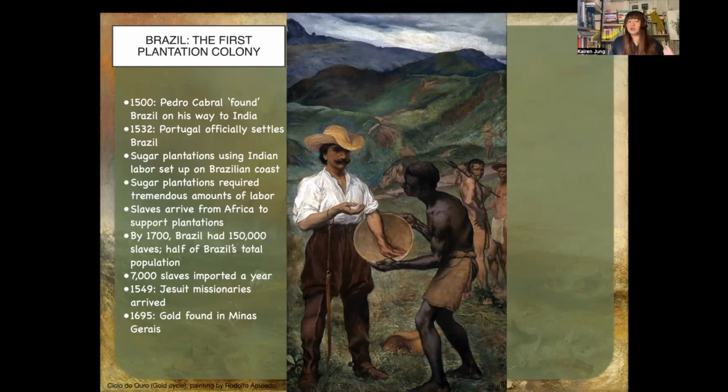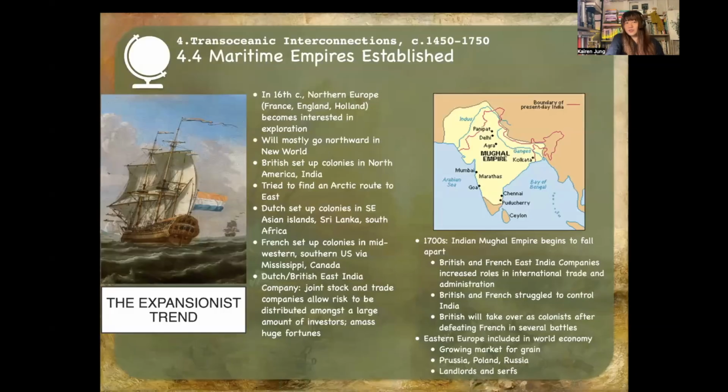By 1700, Brazil had 150,000 slaves. Half of Brazil's total population was made up of slaves. 7,000 slaves were imported a year. In 1549, Jesuit missionaries arrived, and in 1695, gold was found in Minas Gerais. So when we continue to look at these maritime empires being established, we see a general expansionist trend.